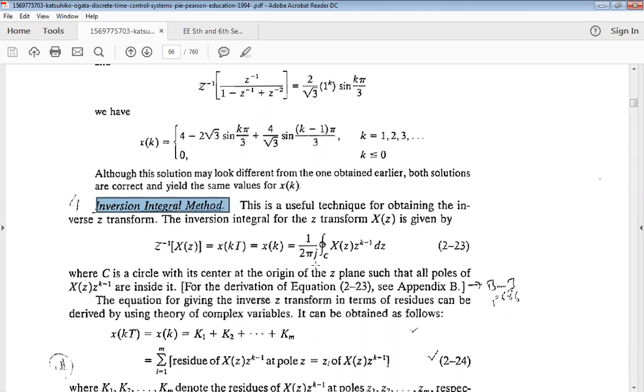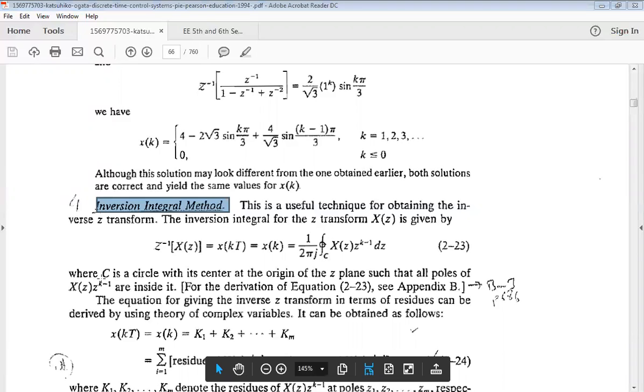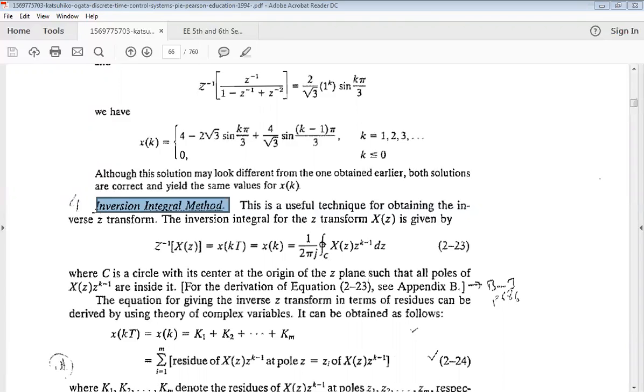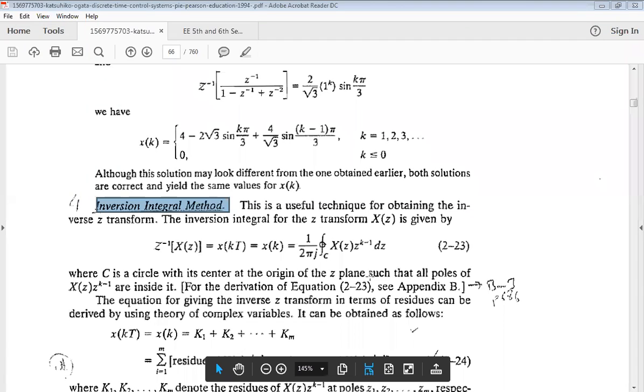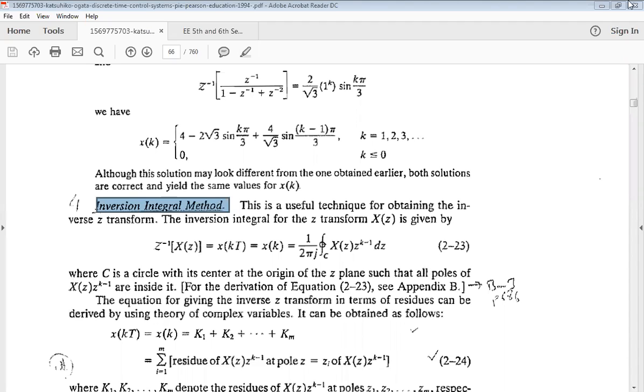is equal to x(k) is equal to 1 by 2 pi j closed integral of X(z) into z to the power k minus 1 into dz, where C indicates the circle with its center at the origin of the z plane, such that all the poles of X(z) into z to the power k minus 1 are inside.